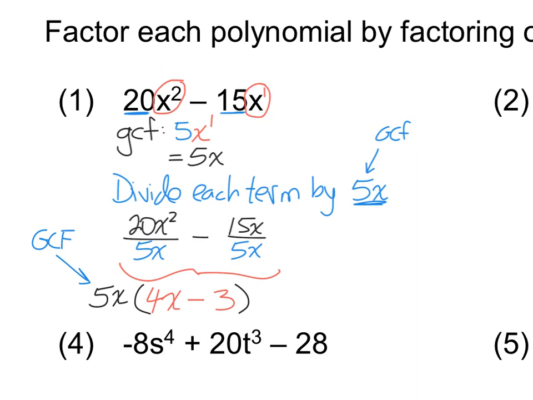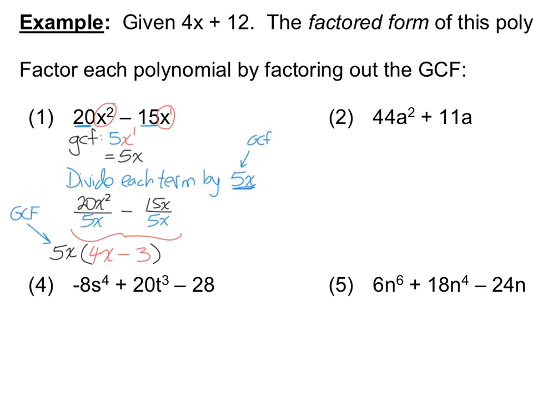Check by distributing. 5x times 4x gives you 20x squared. 5x times negative 3 gives you negative 15x. All right. But that last expression there, 5x times 4x minus 3, that's your final answer. Because again, it's saying factor each polynomial. It's not saying divide each polynomial by the GCF. All right, so we're just using the division as a tool to help us come up with the factored form. But we still need the set of factors, one of which will be the GCF.